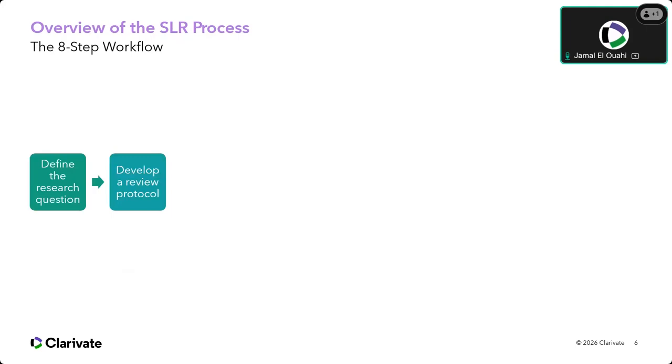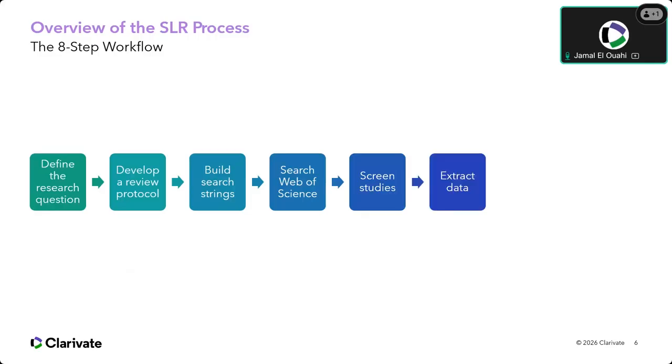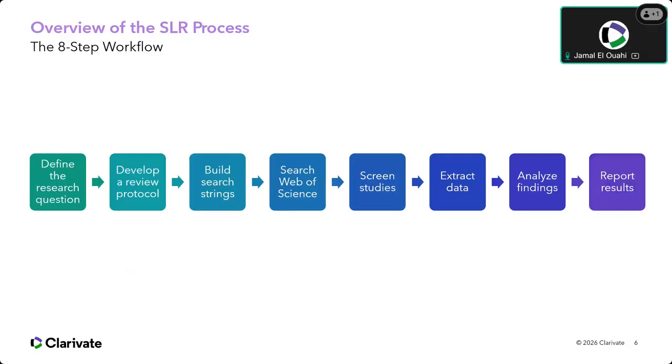Next, we develop a protocol and search strategy. Then we search databases where you build your search query. You screen the studies. We'll search in the Web of Science. You screen the studies, extract the information, analyze the findings, and finally report the results. And that becomes your SLR, or systematic literature review.